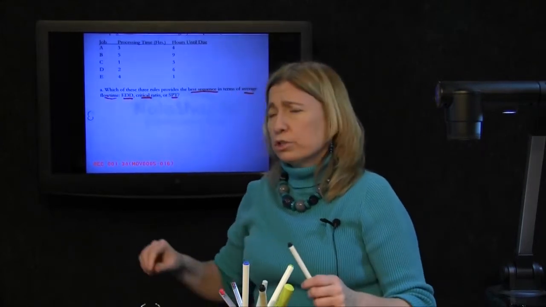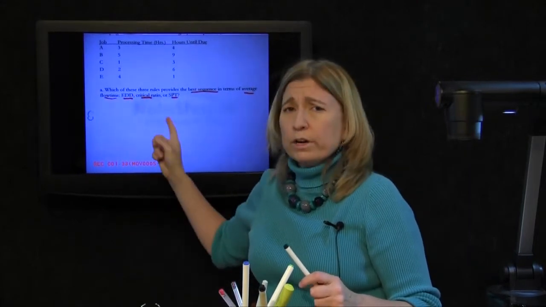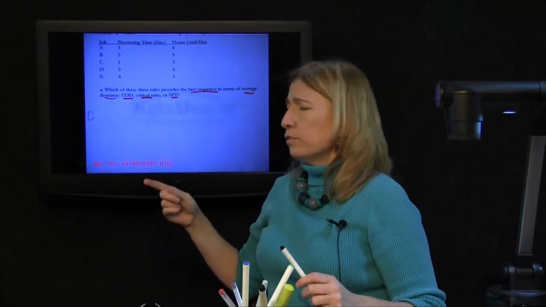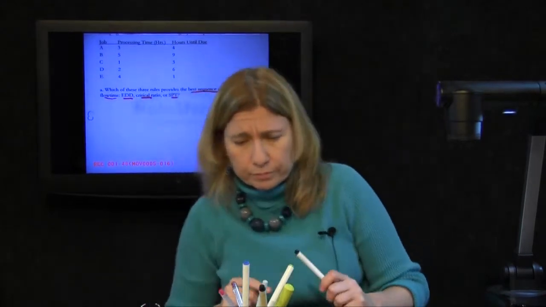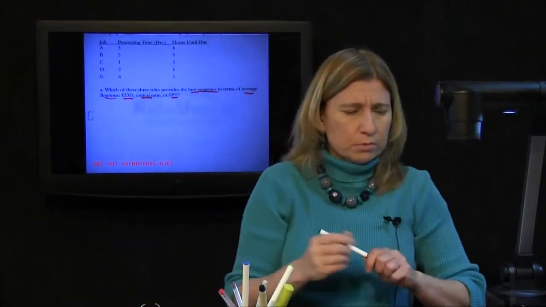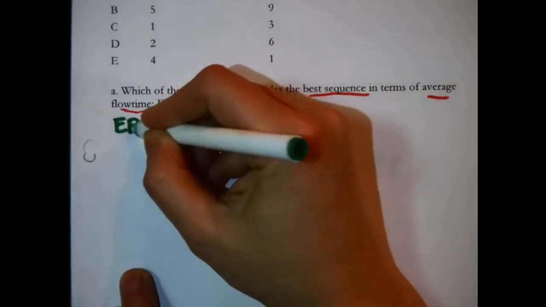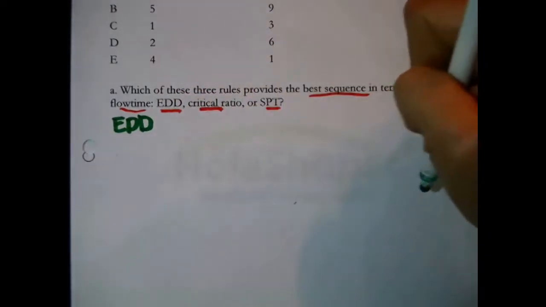All right, so to answer this question, what we should do is generate the sequences, one for each rule, and then do the flow time calculations. 2 of them we can do quite quickly: earliest due date and shortest processing time. Let's just make some room here. Let's see, earliest due date. We want to stay organized here, because we're going to have 3 different rules and 3 different schedules going.